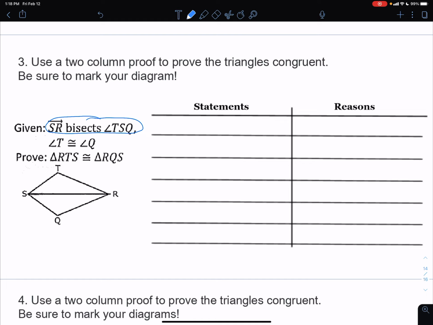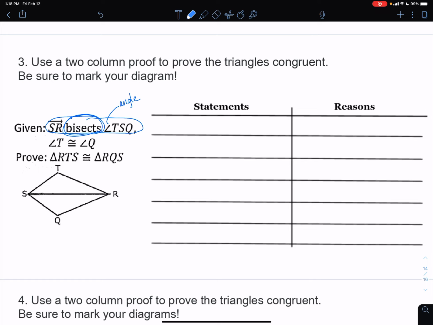Because this piece of given information is the one, of course, that uses the word bisect, right? And so that's going to be the one that is creating 2 equal angles. And so let's see what's happening here. It says line SR bisects angle, this is our angle symbol, angle TSQ.